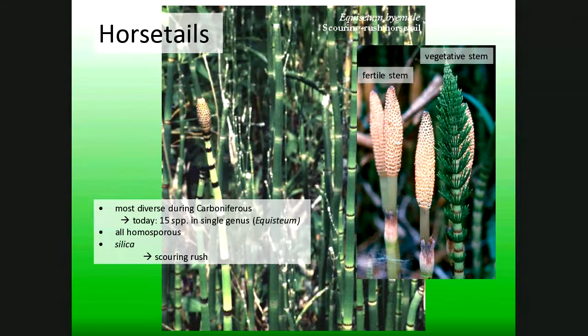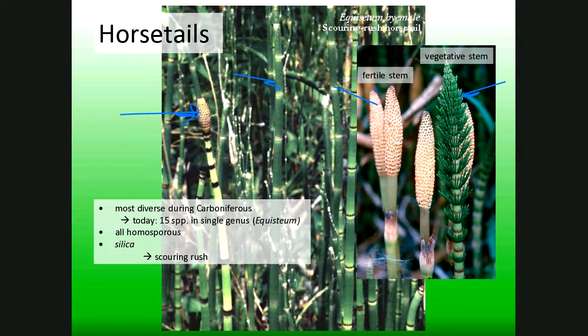This is the shoot, the stem that's going to produce the spores, and the other one is a vegetative stem. You can see on the right, this is the vegetative stem. This is the fertile stem. On the vegetative stem, those are little leaves, little things that are sticking off. The vegetative stem is going to do the photosynthesis, and the fertile stem is going to be involved in the spore production. All horsetails are homosporous.